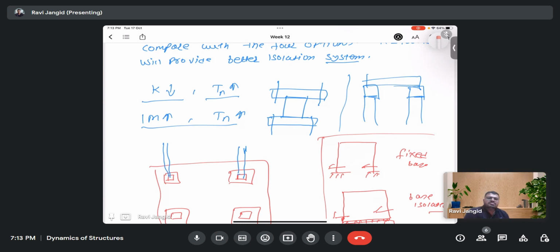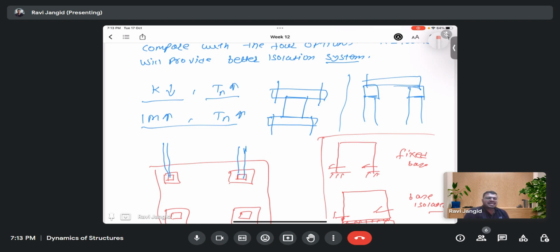Sir, we are placing the base isolator so that we increase the time period, right? But if you increase the damping, the displacement will reduce, right? Then how can we place this type of damping?